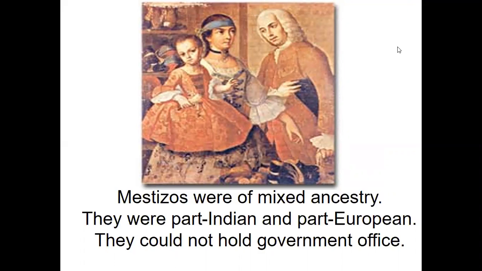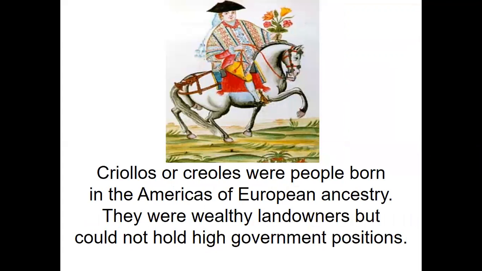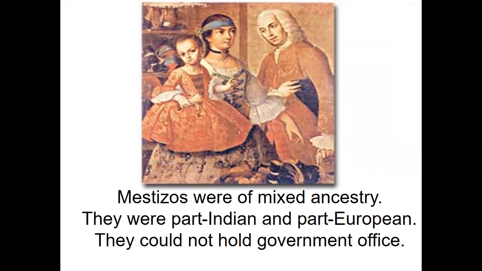So mestizos are going to be of mixed ancestry, and it's going to be a specific type. Usually it comes from the male side, but they're going to have European blood and native blood. So I think this picture is trying to get at that: you have a European, a native, and then the daughter would be considered a mestizo. They were not allowed to hold public office, just like Creoles. Very important, right? Even though there's some European blood in them, they're not allowed.